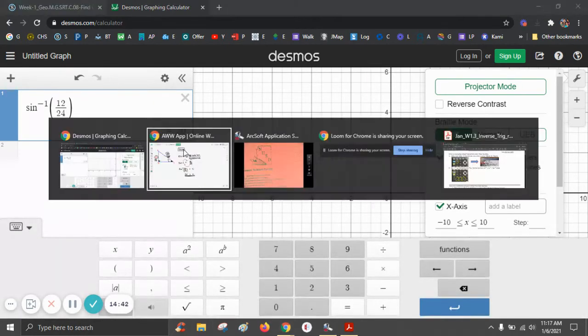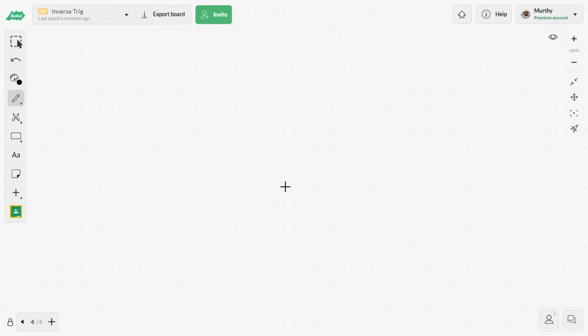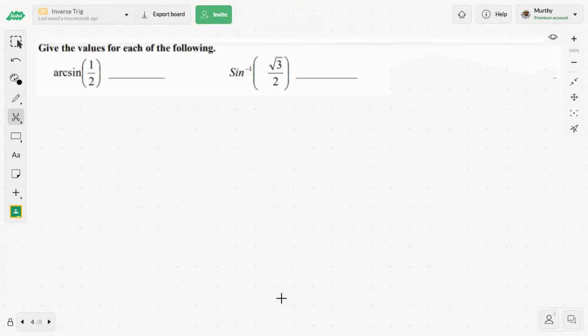Okay, now let's jump back to the whiteboard. This is how we use either the TI-84 calculator or Desmos calculator to find the value of the angle. Okay, let's discuss some questions. Let me copy question 1.